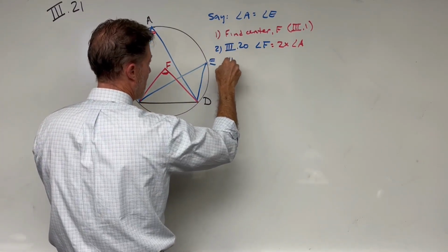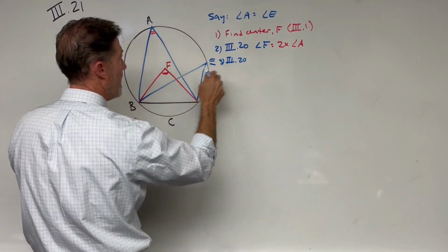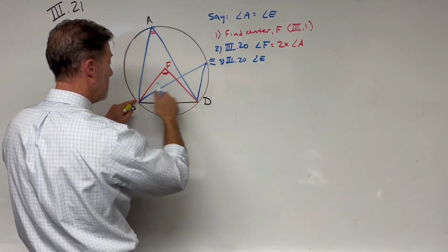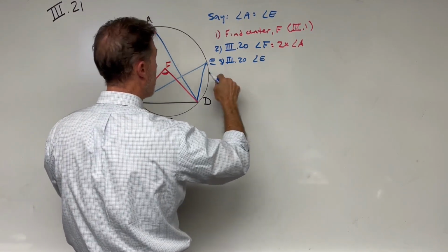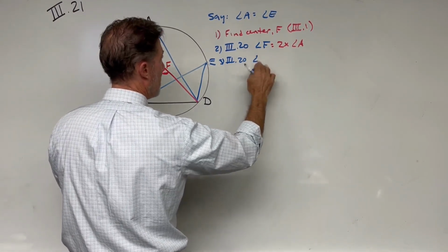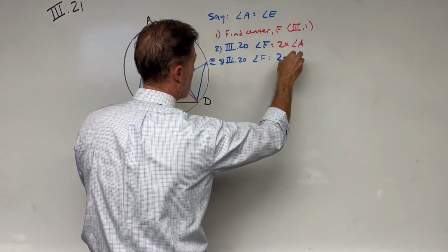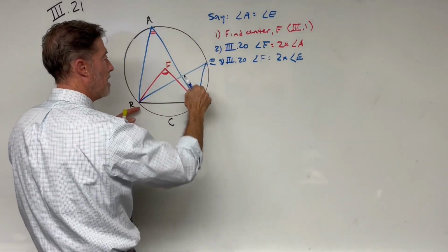Likewise, using that same Prop 20, we can show that the angle at E, since it also stands on the same circumference as base as this angle, that angle E, the angle F is double the angle at E. So the angle at the center is double the angle at the circumference.